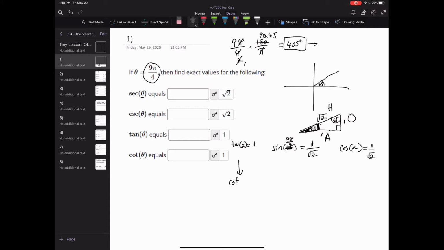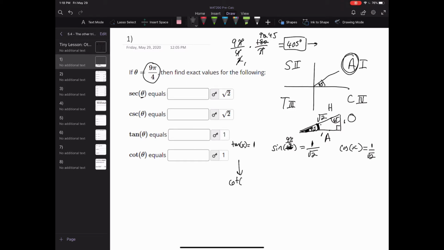Oh, by the way, I totally forgot to mention, this is in CAST. I like to think of CAST. This is quadrant 1, this is quadrant 2, this is quadrant 3, this is quadrant 4. All of them are positive in quadrant 1, so we don't have to worry about signs.